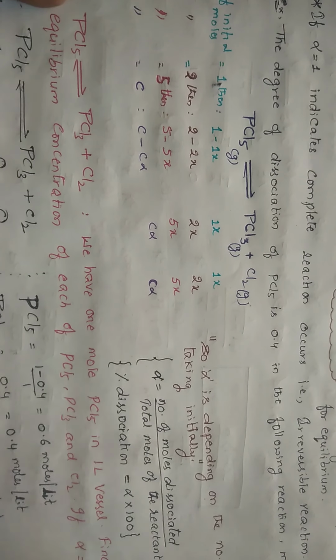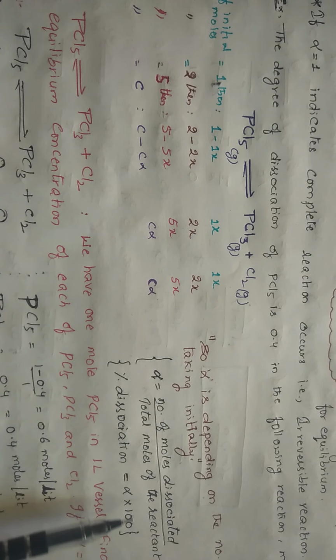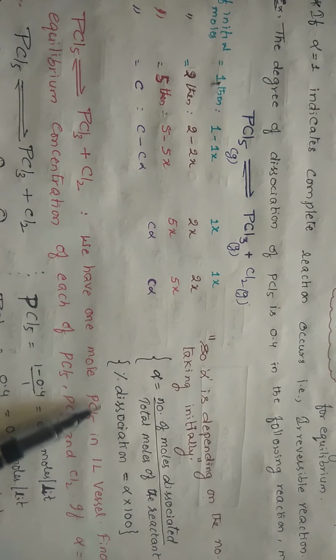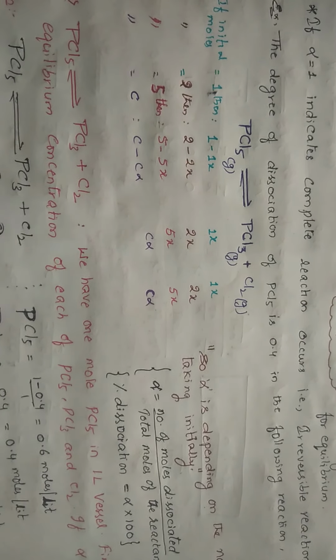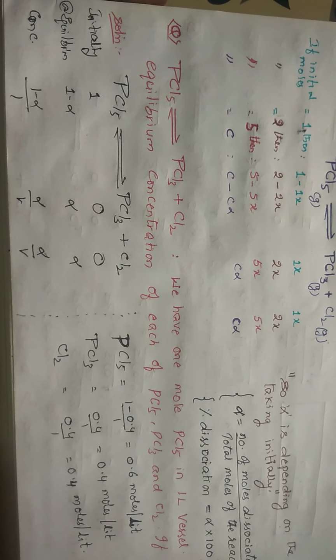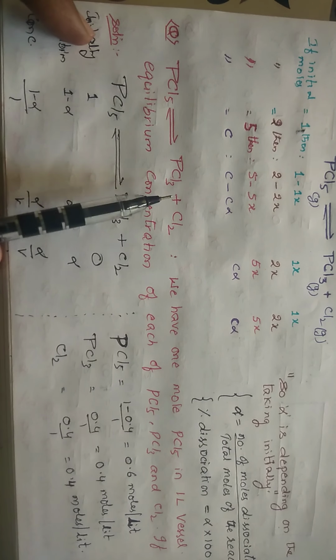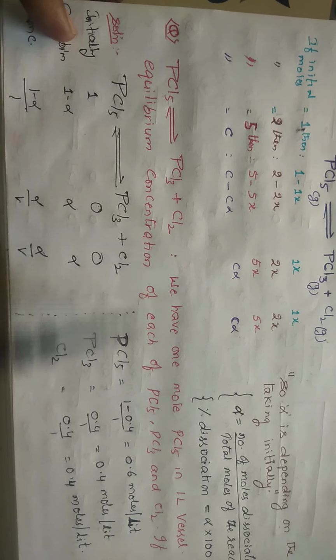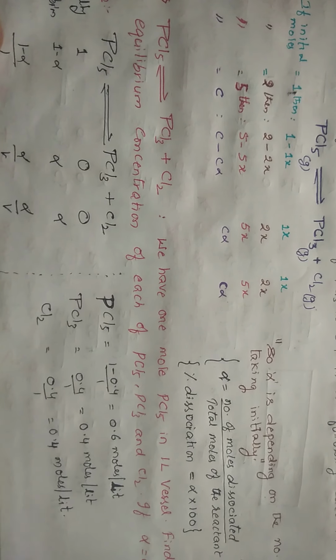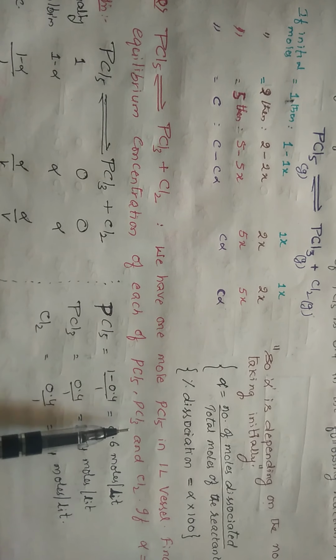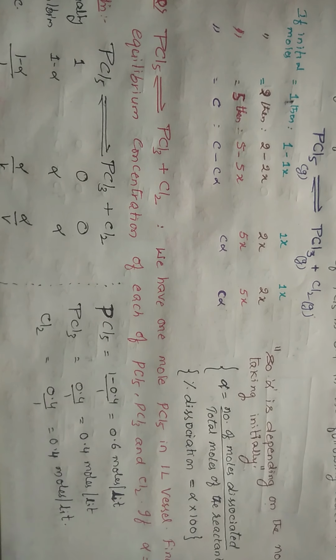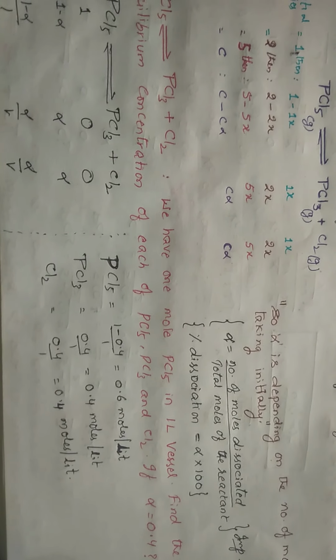So alpha is nothing but the number of moles dissociated by the total number of moles of the reactant. If you want it in terms of percentage, multiply by 100, so you get alpha into 100. Let us take one example. PCl5 is in equilibrium with PCl3 plus Cl2. We have 1 mole of PCl5 in a 1 liter vessel. Find the equilibrium concentration of each of PCl5, PCl3 and Cl2 if alpha is equal to 0.4.